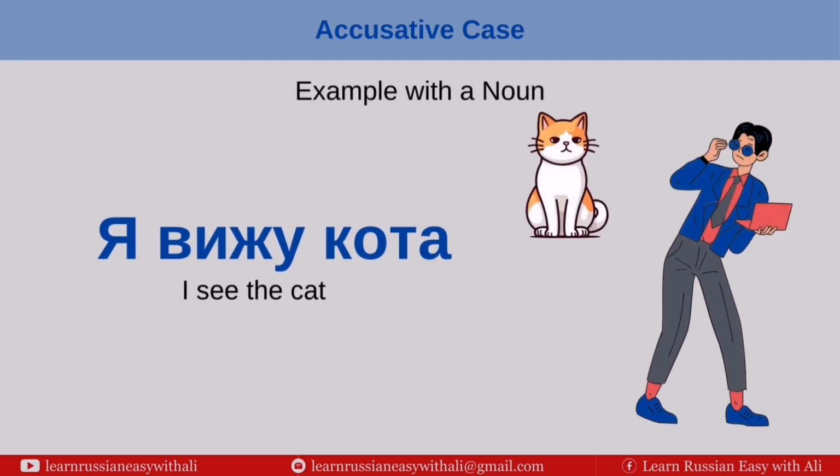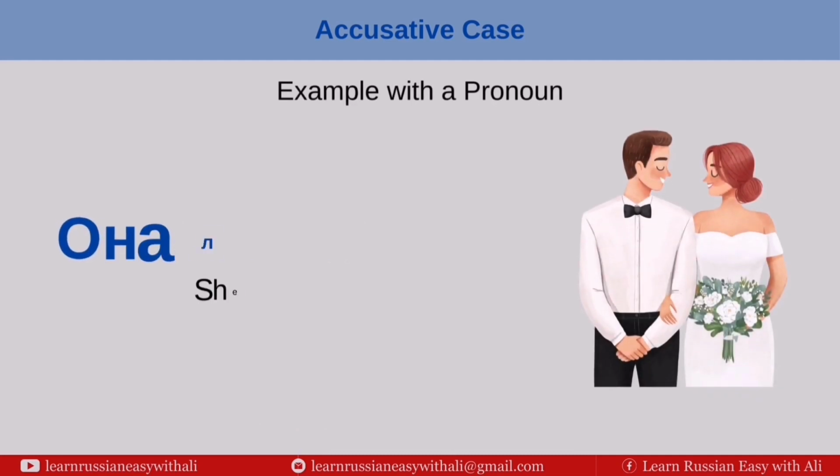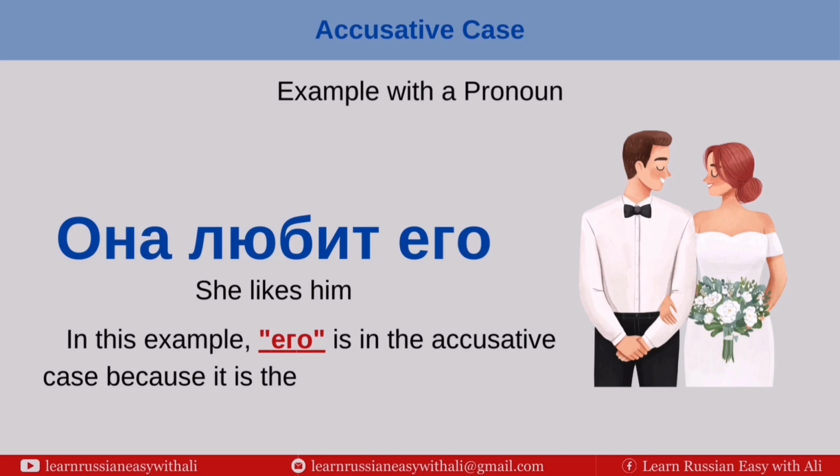Example with a noun. Я вижу кота. In this example, Кот is in the accusative case because it is the direct object of the verb Вижу. Example with a pronoun. Она любит его. In this example, Его is in the accusative case because it is the direct object of the verb Любит.